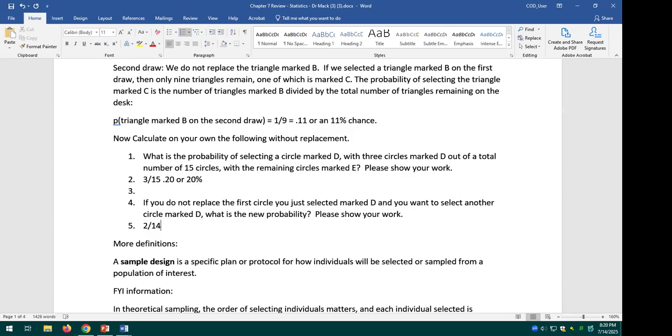2 over 14, because there was a total, we have to take what we wanted to get out of the total number. The total number changed because we didn't replace it. That's why it's 2 out of 14. It affected the denominator, the total overall number. Like, say if I took the cards out and I had 51 cards now, it's going to make them both less. So 2 divided by 14 is our other one. 2 divided by 14 is 0.14. Well, are we just round down, 0.14 or 14%?